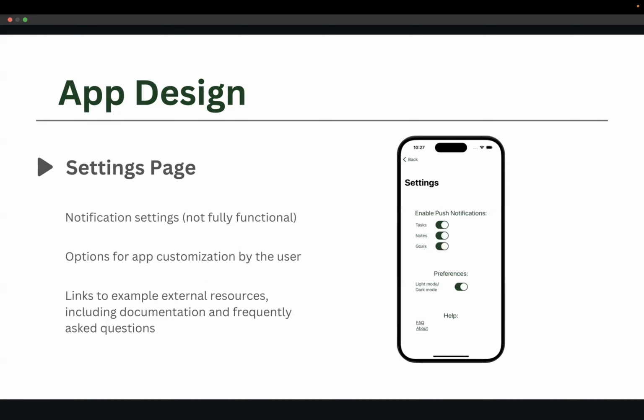Settings page, not fully functional currently, but it is designed to allow the user to customize their notification settings for basically everything within the app, for their tasks, for their notes, for their goals, for their events. They can enable push notifications if they wish to. Settings page also provides user preferences, for example, light mode and dark mode, switching between the two, and then just a couple links to external resources for the app, such as documentation or frequently asked questions.